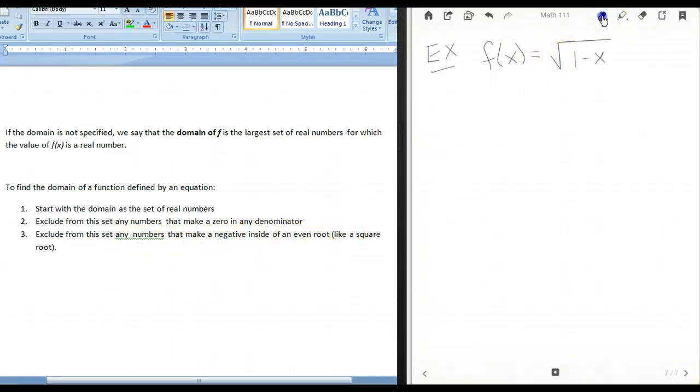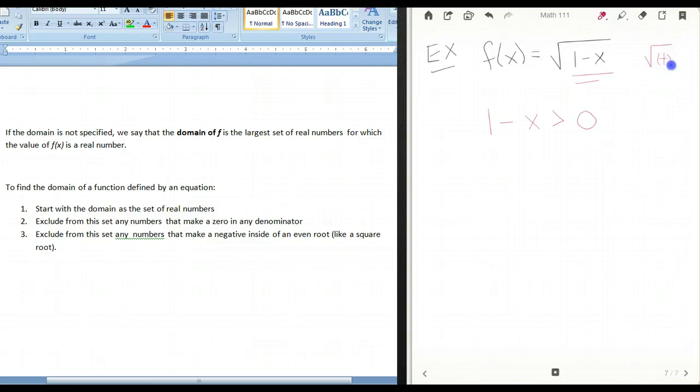So what we want to do is make sure that the stuff inside the radical, this 1 minus x stuff, always gives us a positive number. We want this 1 minus x, the inside stuff, to always be positive. Because if that expression 1 minus x is always positive, then you're always taking the square root of a positive number. This is what we want to ensure, that the stuff inside of the radical is always positive.